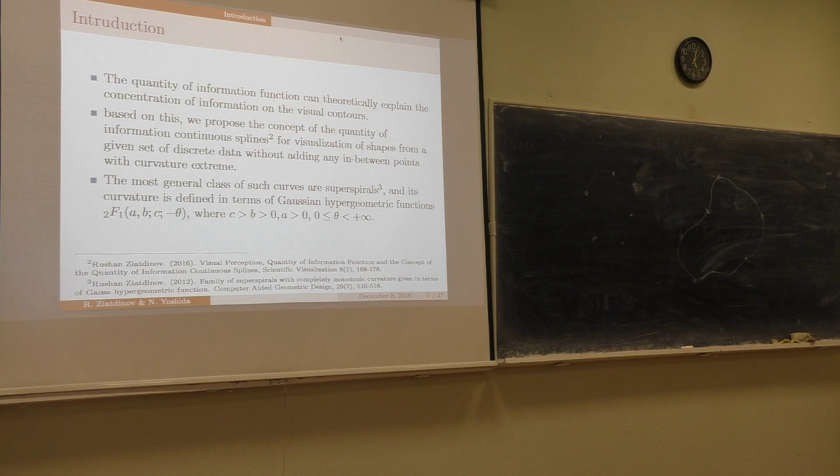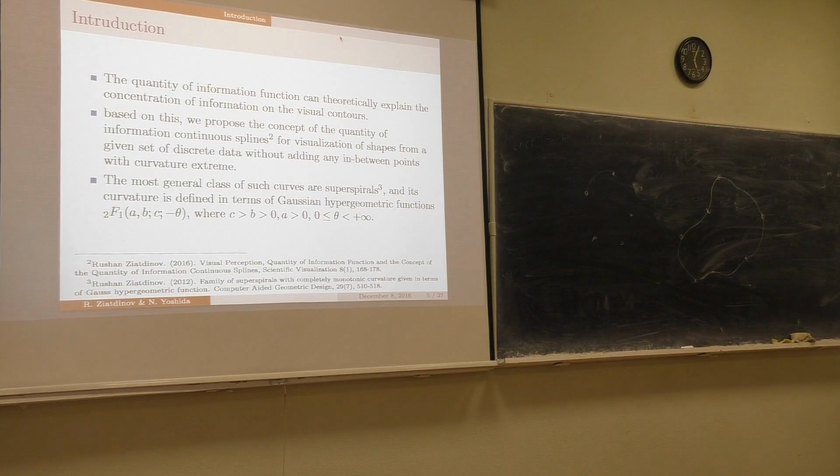Recently we have proposed a new class of such very general curves which were called superspirals. In our case we defined the curvature function in terms of the tangential angle as a Gaussian hypergeometric function, and these are the conditions for its complete monotonicity. So the function is completely monotonic, and we can generate many shapes that we are interested in. Unfortunately we couldn't find exact analytic representations for these parametric curves, and we use numerical integration methods like Gauss-Kronrod, adaptive methods, and so on, so we can robustly compute them.